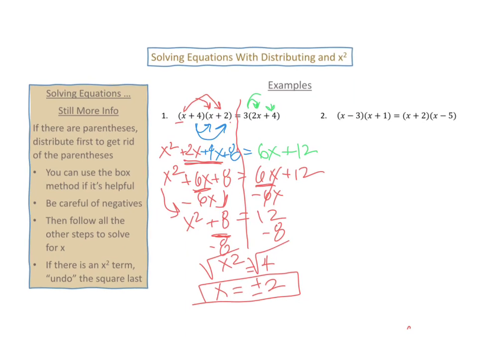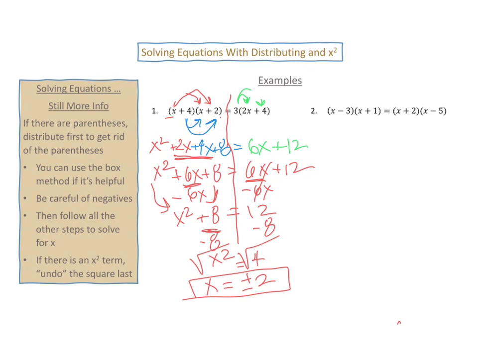our other problem here, problem 2. It says x minus 3 times x plus 1 equals x plus 2 times x minus 5. Whew, that is a mouthful. So I have to take this first parentheses and multiply the first term by each term in the second parentheses. And then take the second term and multiply it by each term in the second parentheses. I have to do the same thing over on this other side. First term times both in the second parentheses. Second term times both in the second parentheses.